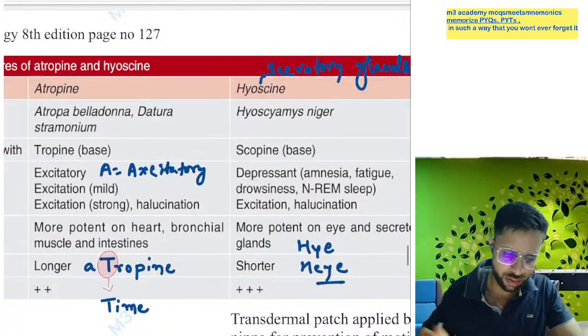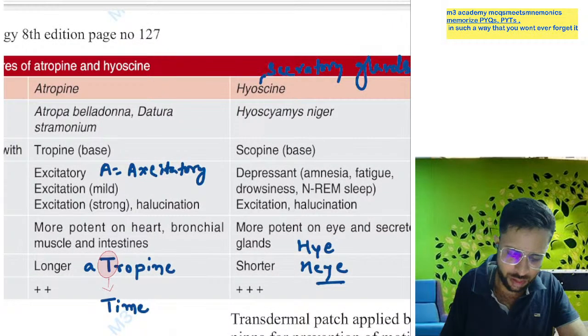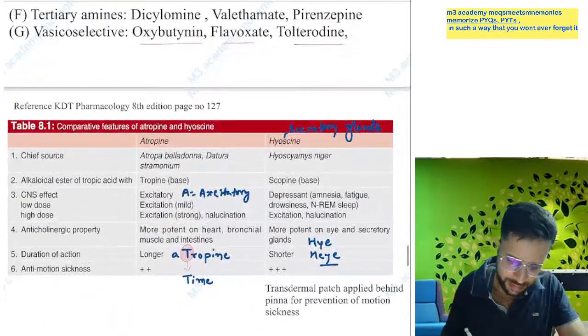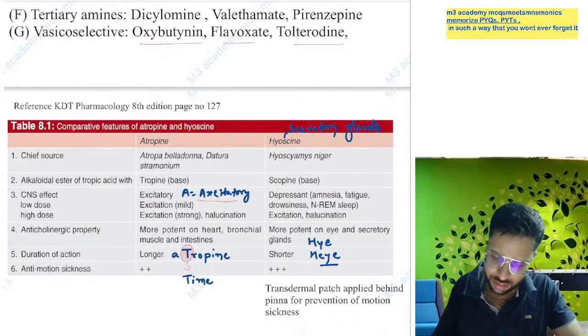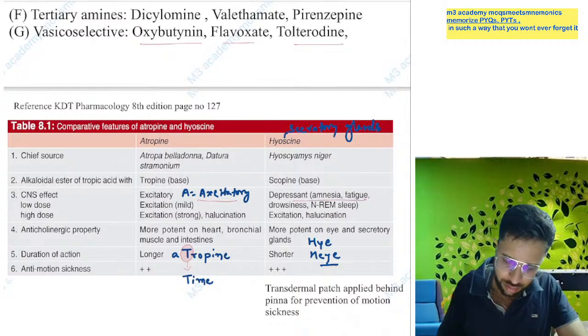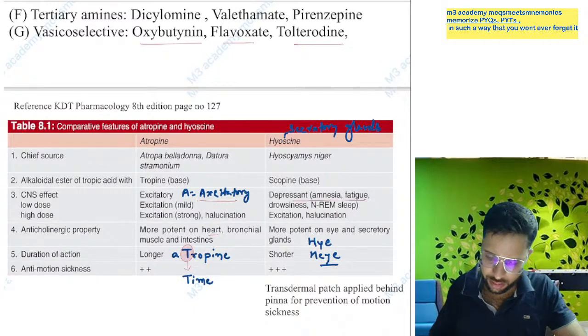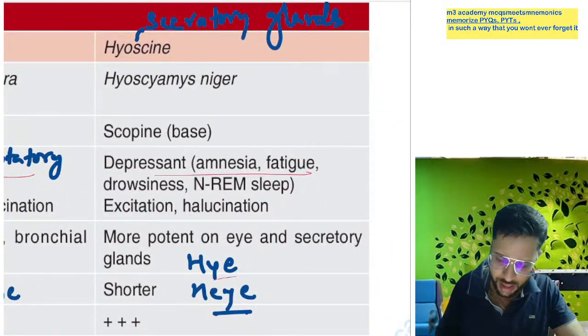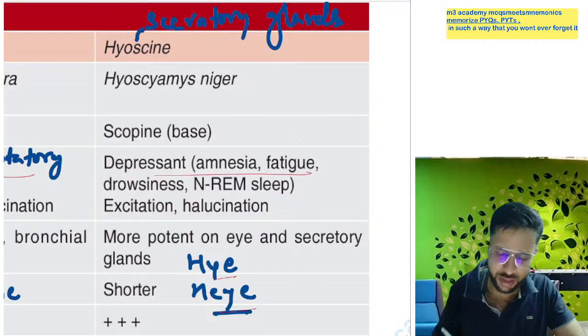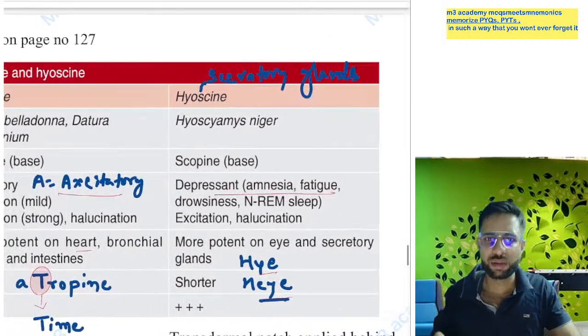Yes, now comparison between atropine and hyoscine. So atropine कहाँ से मिलता है? Atropine, Atropa belladonna, Datura stramonium से मिलता है. And you can say CNS में इसका excitatory effect होता है. So E for atropine, E for excitatory effect in the CNS, but the hyoscine has a depressant effect on the CNS. Atropine is more potent on the heart and bronchial muscle, and hyoscine more potent on the eye and the secretory gland. So how we can remember? Hyoscine को लिखेंगे high, means I for eye, so this is more potent on the eye and it has an S for secretory gland.